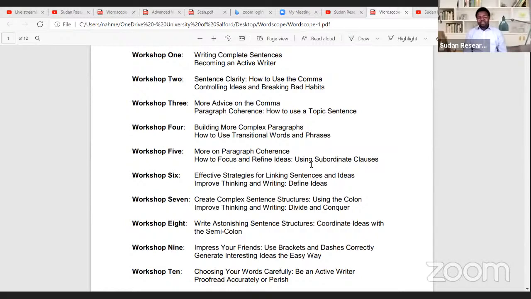Improve thinking and writing. Divide and conquer. Write astonishing sentence structures. Coordinate ideas with the semicolon. Okay. Impress your friends. Use your brackets and dashes correctly. Generate interesting ideas the essay way. Choosing your words carefully. Be an active writer. Proofread accurately or perish. I'll stop the sharing.